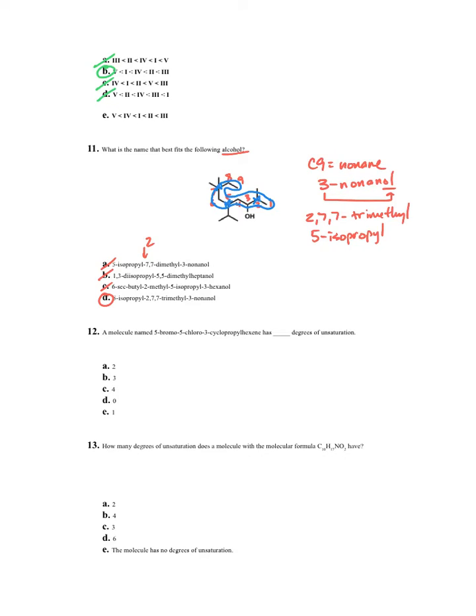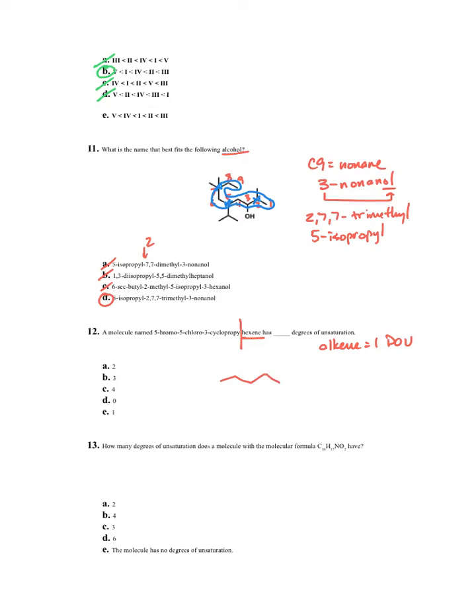So it says a molecule named 5-bromo, 5-chloro, 3-cyclopropyl hexene has blank degrees of unsaturation. So you basically need to draw out the structure from this name, and then you can visually inspect for degrees of unsaturation. So we interpret this, we have hexene. So right there, that's telling us it's an alkene. That's going to be 1 degree of unsaturation.